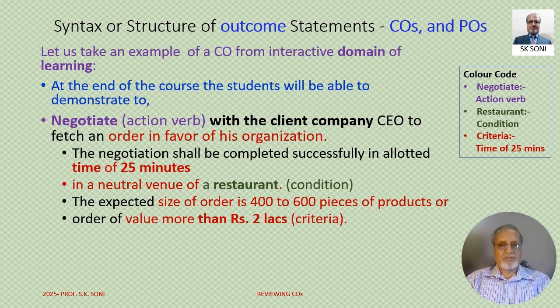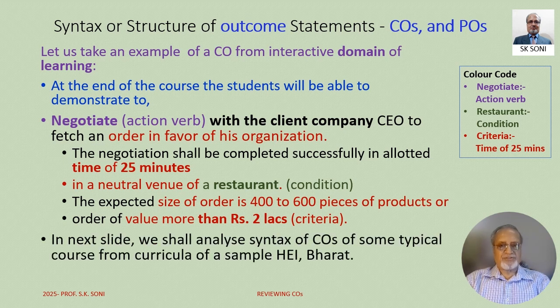Now you can see the color code. Violet color indicates the action verb. Negotiate is the action verb. The red words describe the criteria of performance: in favor of his organization, time within 25 minutes, then the size of the order 400 to 600 and the value of the order rupees 2 lakhs. These are all criteria. And the condition under which the performance needs to be demonstrated is a neutral environment of a restaurant.